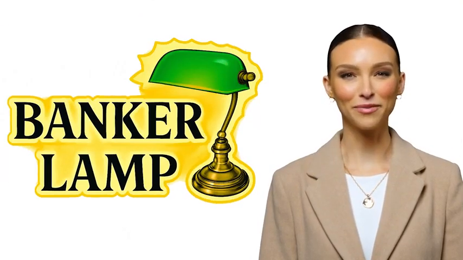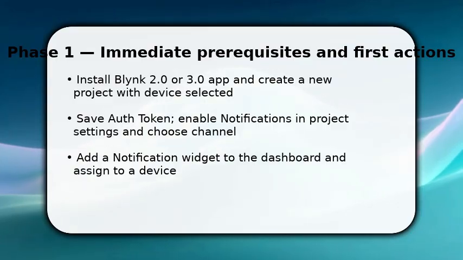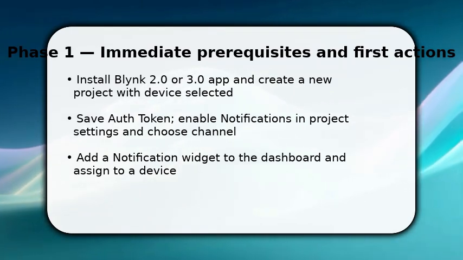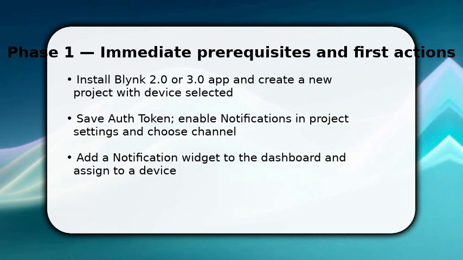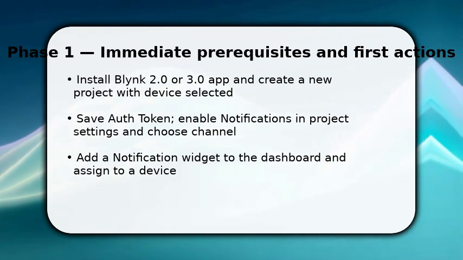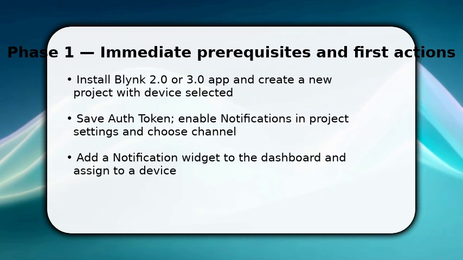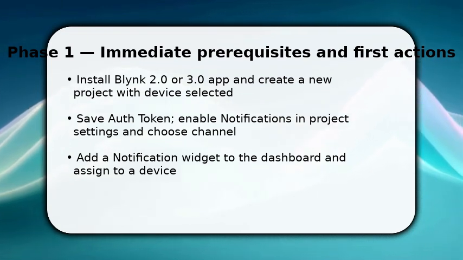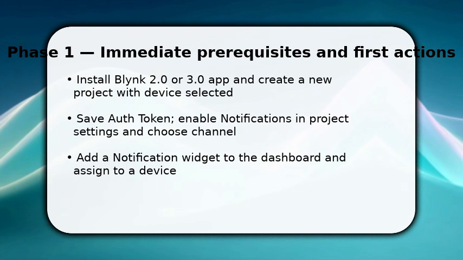Please enjoy the video. You start by creating the Blynk project and securing the auth token because you need a trusted identity. Once done, enable notifications in project settings so messages are permitted. Next, drop a notification widget onto your dashboard and tie it to the device.